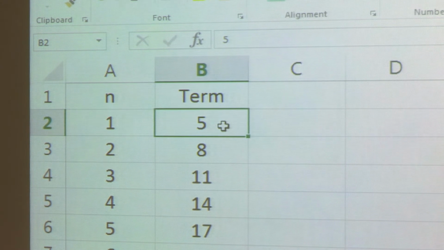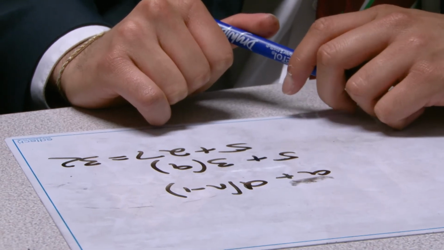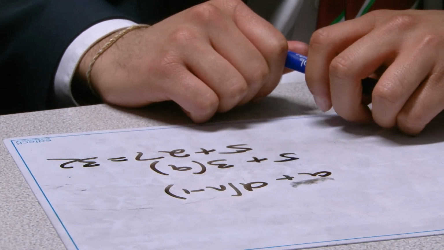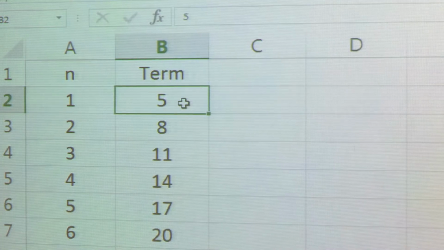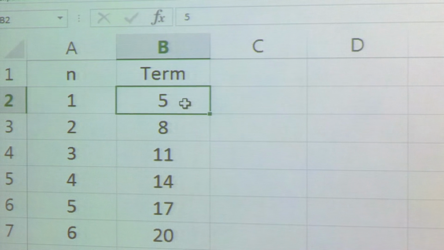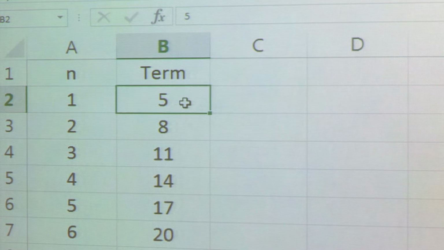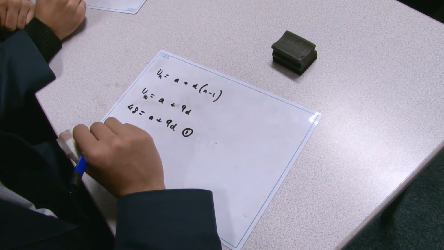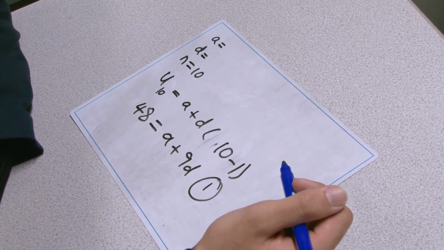So can you give me a formula if the first term was A and the amount added on each time was D? How could we get to the nth term? A plus D times n minus 1. Can you give me a start number and a number to add each time so that the 10th term is 48? Use simultaneous equations? Yes, potentially.